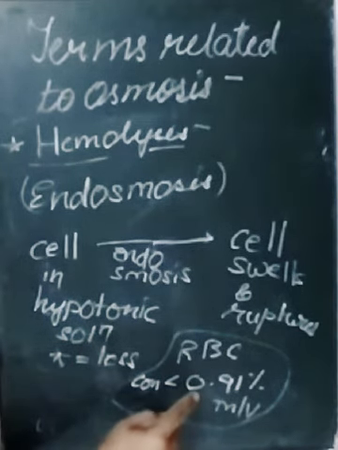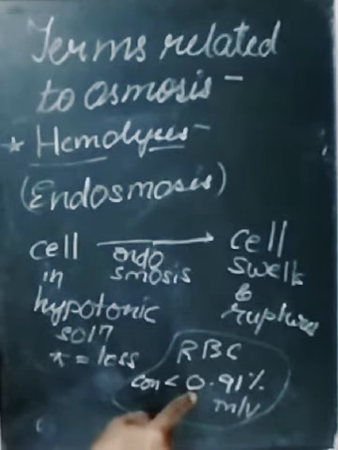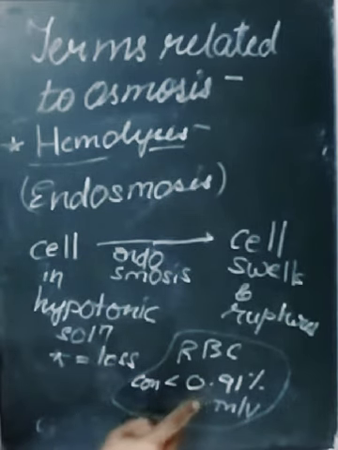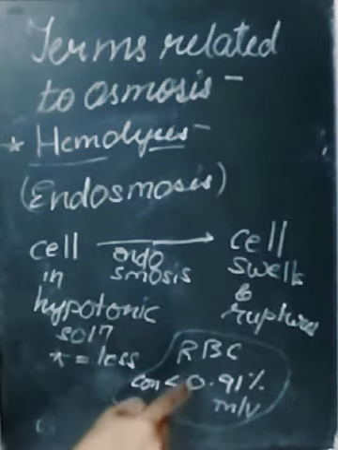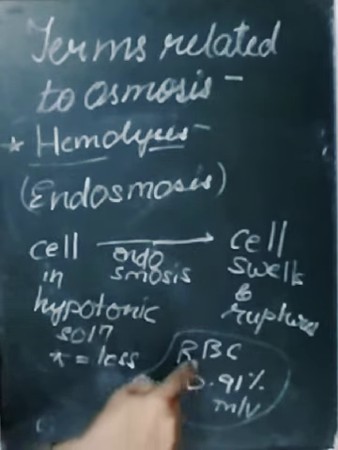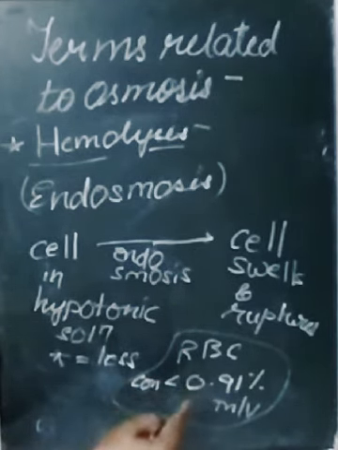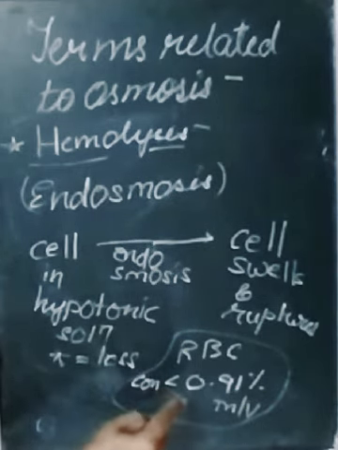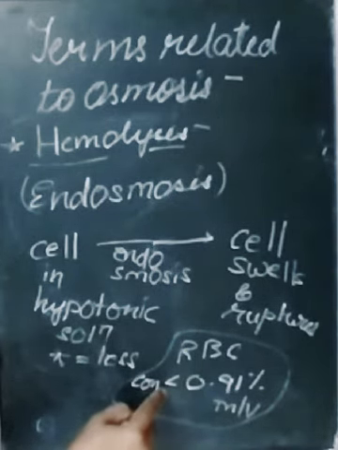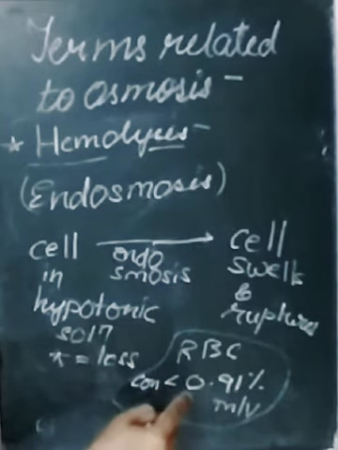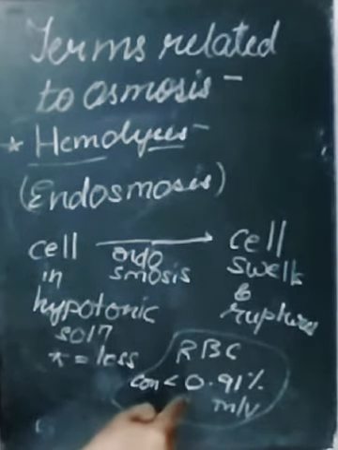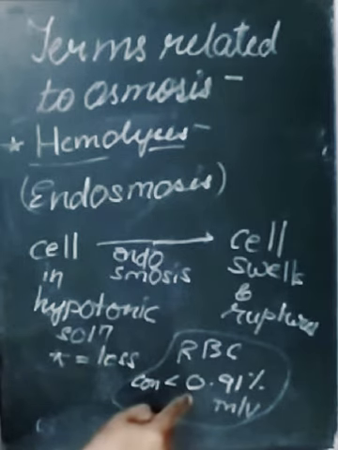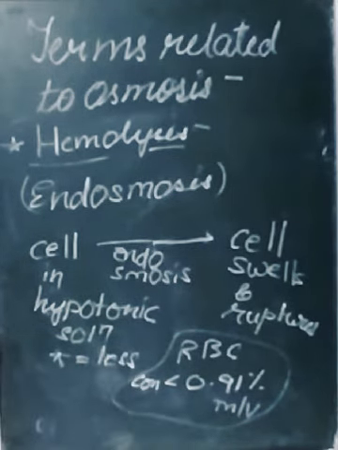Because RBC have 0.9% salt concentration inside the cell, if we keep it in 0.91%, there will be no exo- or endoosmosis because the same concentration, an isotonic solution, will be there inside and outside the cell. But if we keep it in a concentration less than 0.9%, that means the solution becomes hypotonic, and because of this the cell swells and ruptures.